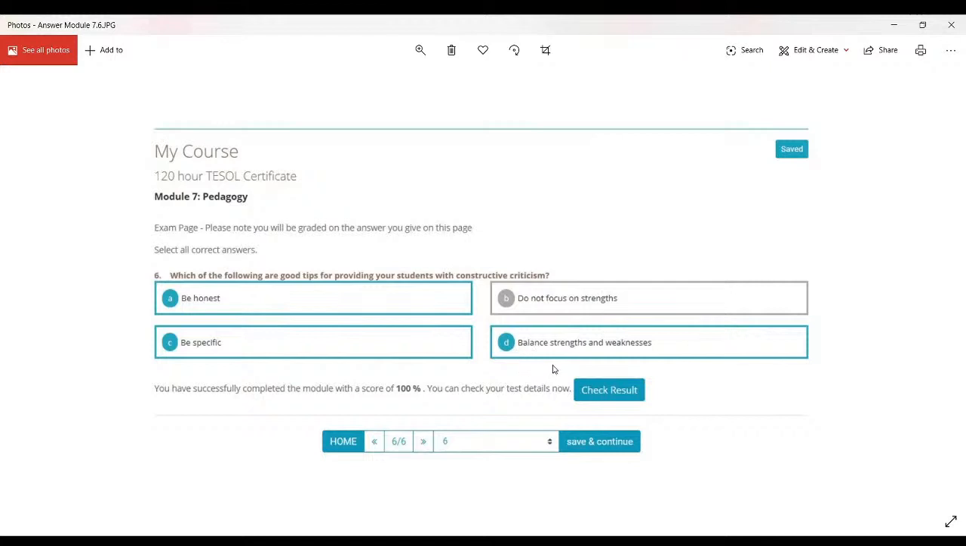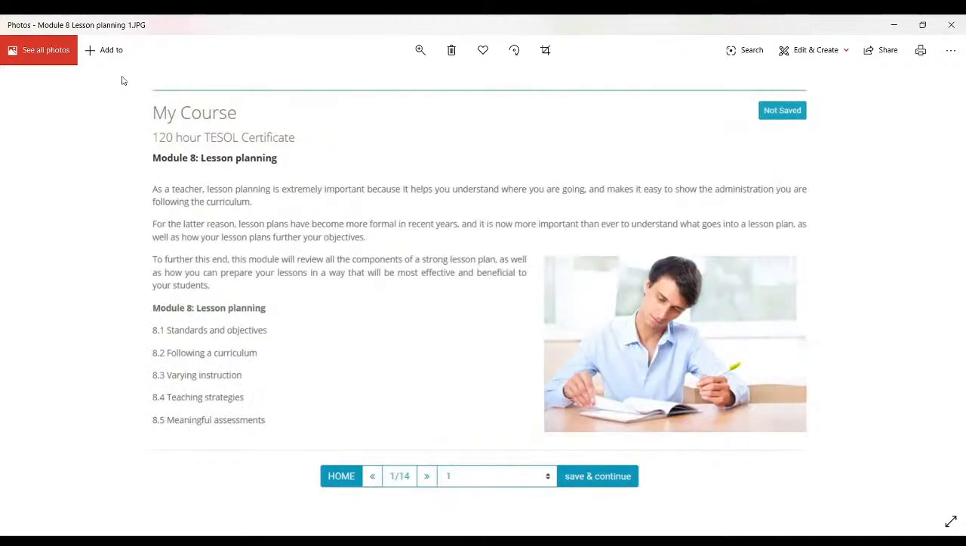Let us proceed with Module 8. Next is Module 8, Lesson Planning. As a teacher, lesson planning is extremely important because it helps you understand where you are going and makes it easy to show the administration you are following the curriculum. Remember, earlier we touched a little on lesson planning when we write our objectives and make sure that our strategies follow our objectives. So, lesson planning fits in there.